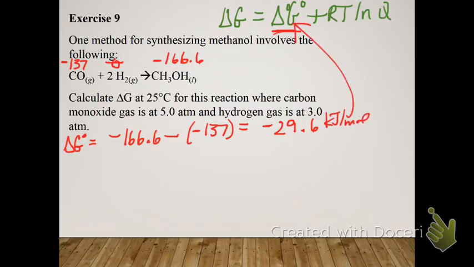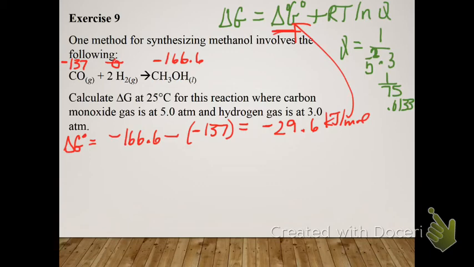So now I can plug it in up here. Before I go further, let's get Q: products over reactants, raised to their coefficients. We do not include liquids, so 1 on top. Then hydrogen is 5, and because of that 2, we're going to square it. And then 3. So we end up getting 1 over 75, which is 0.0133, lots of repeating 3's.